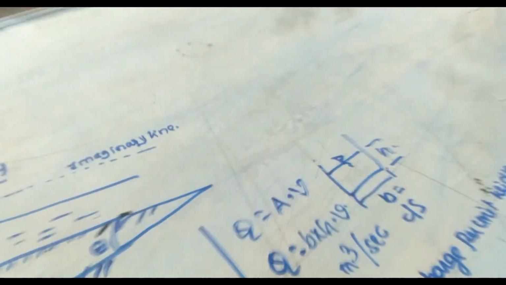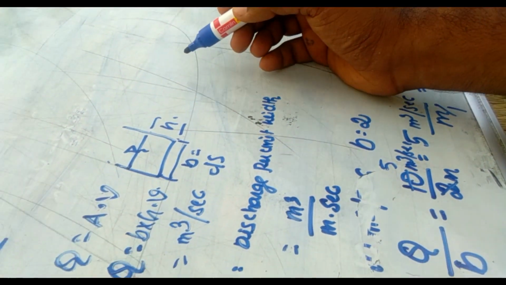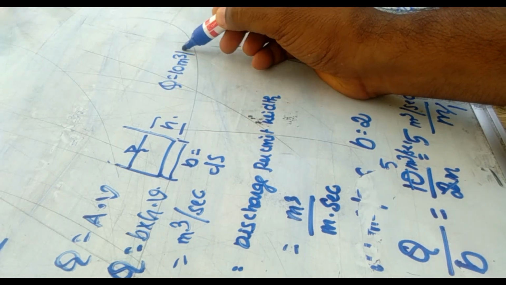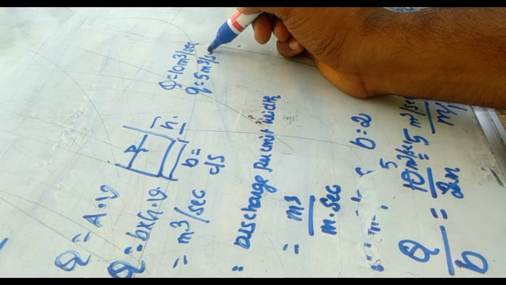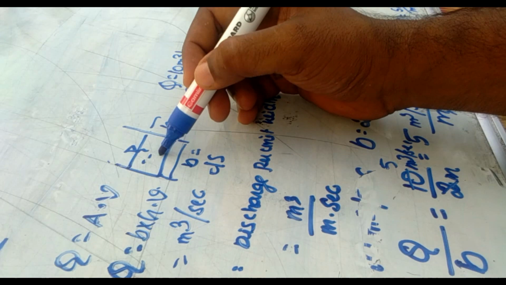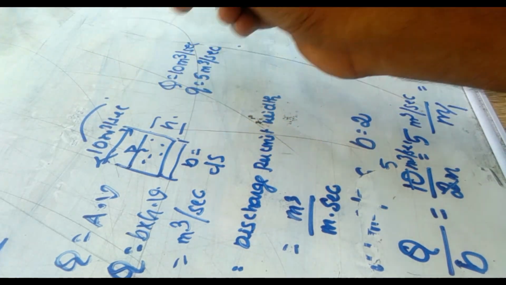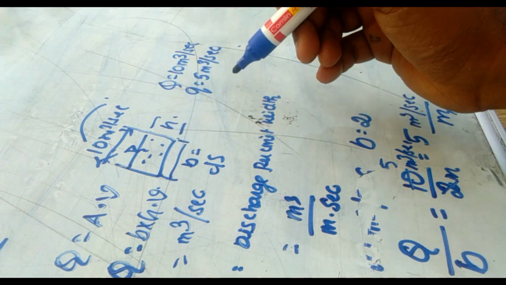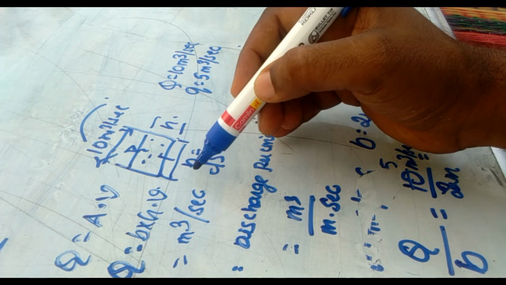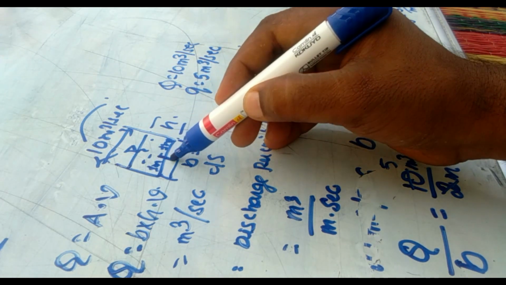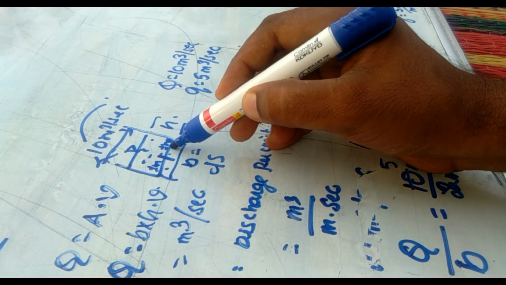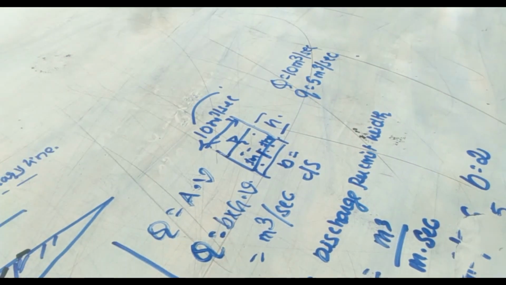Now we got Q is equal to 10 meter cube per second, and small q is equal to 5 meter cube per second per meter. What is the meaning of that? Water is flowing with a total discharge of 10 meter cube per second, but small q is 5 meter cube per unit width. The total width is 2 meter; if we divide it into 1 meter and 1 meter, each 1 meter carries 5 meter cube, and the total is 10 meter cube per second. That is the difference between big Q and small q.